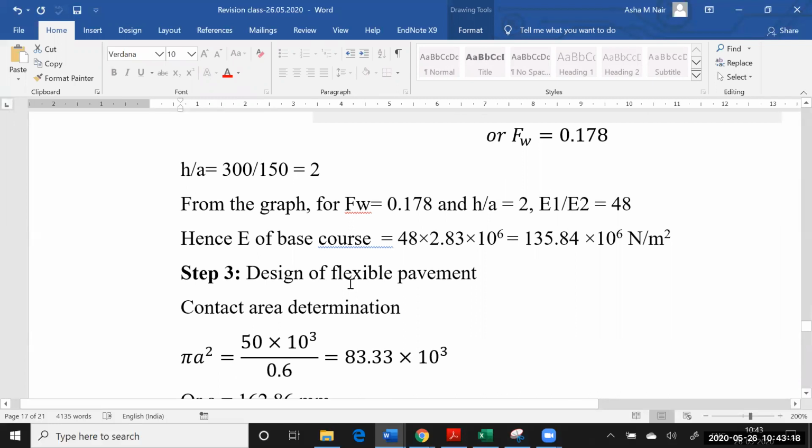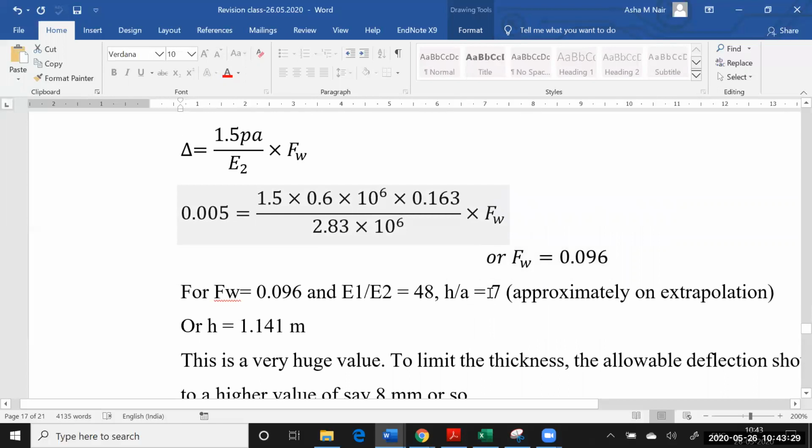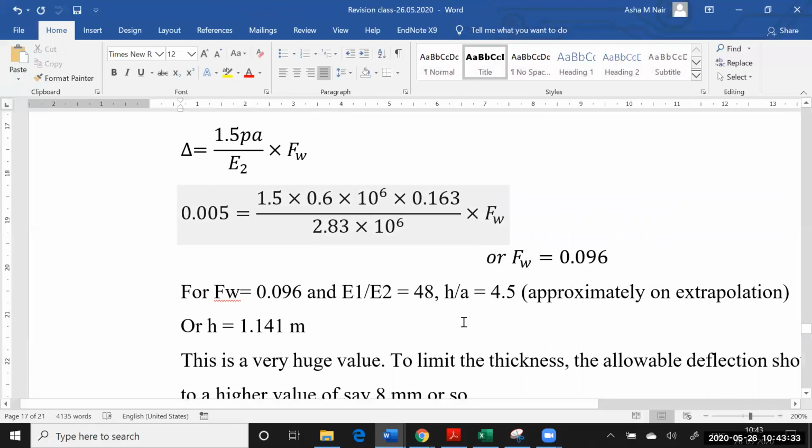You'll be getting this as 4.5. Okay, so H will be equal to 4.5 times 0.163, which is nothing but 0.733 meter, which I can take as approximately 0.74 meter.